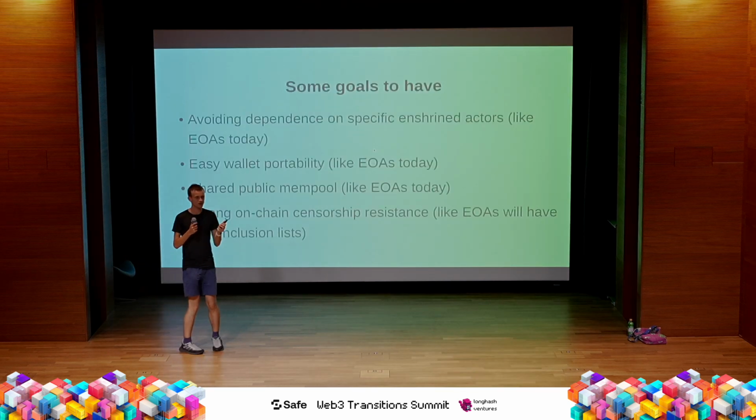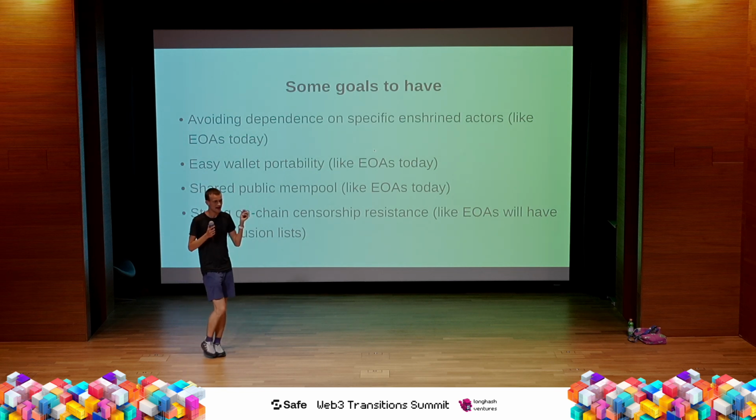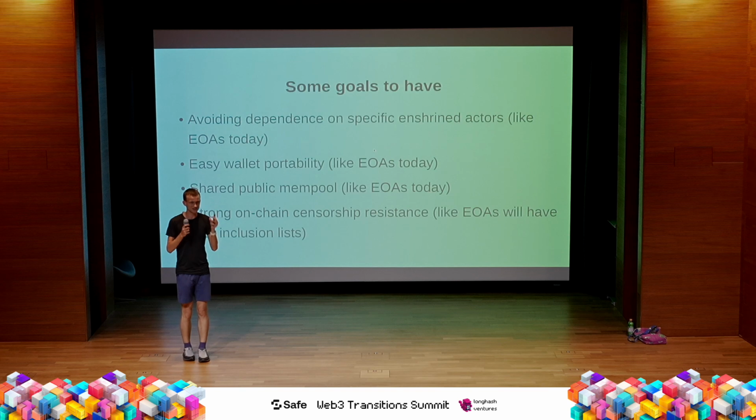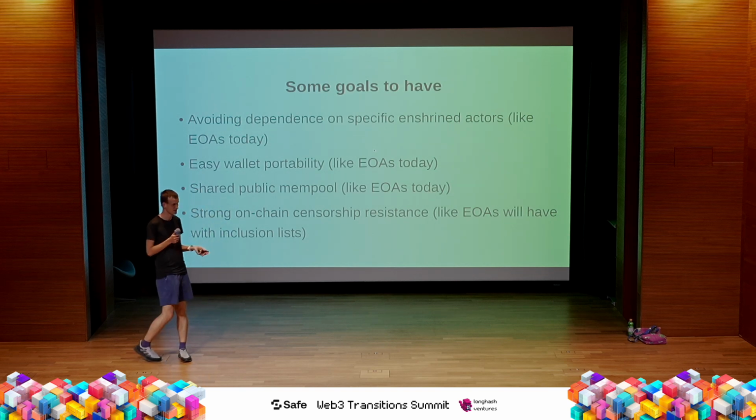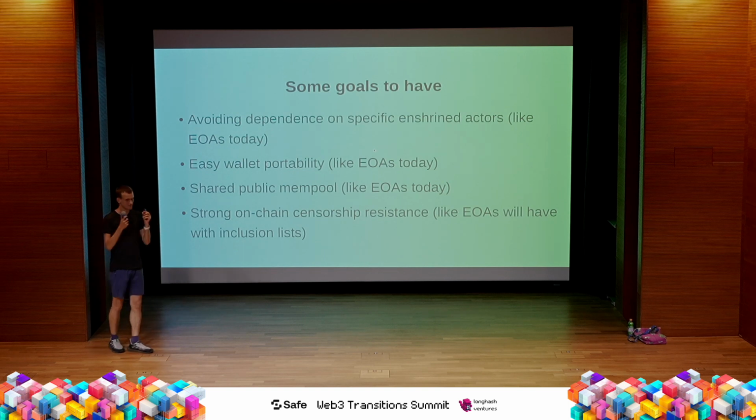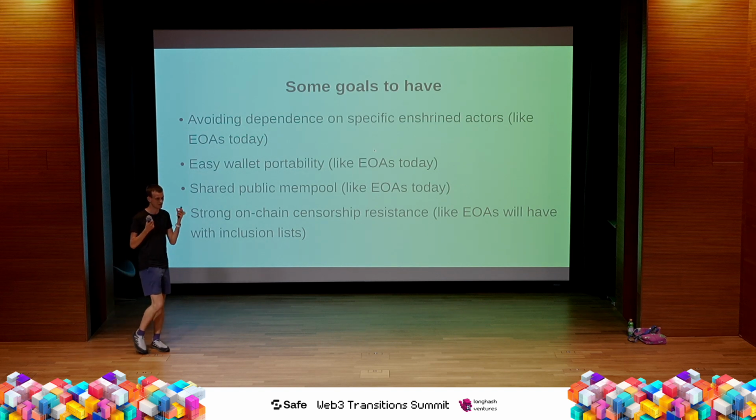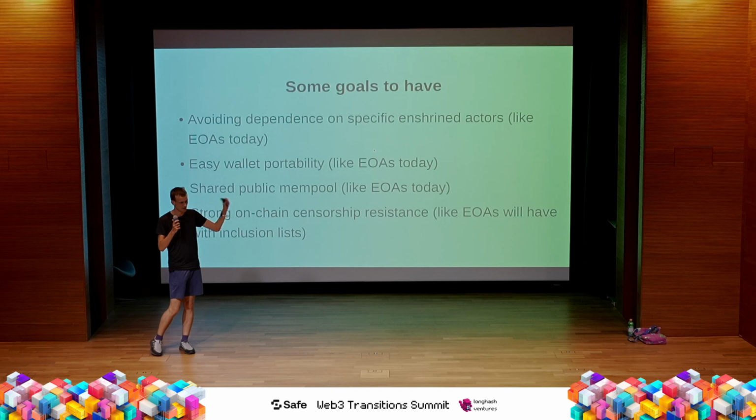What goals do we want to have when we do this kind of transition to having account abstracted wallets and at the same time moving to layer 2s and at the same time moving to having more privacy? One, avoiding dependence on specific enshrined actors, much like EOAs do today. We do not want to rely on specific centralized bundlers where you have to call them by IP address. Anything that is done should be done through an open public mempool.